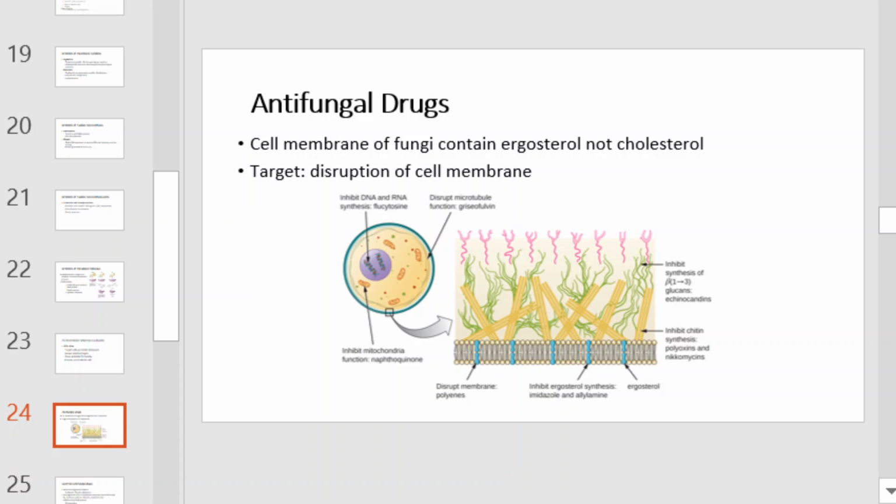Antifungal drugs. Antifungal drugs are effective against fungi. The cell membrane of fungi contains ergosterol, not cholesterol. So antifungal drugs often make this their target to disrupt the cell membrane and avoid injuring or damaging the host cell membrane.